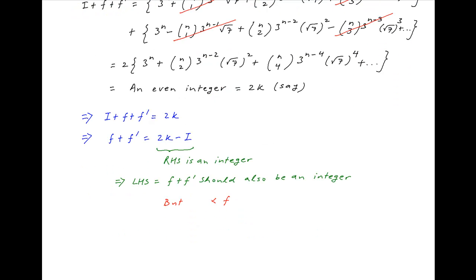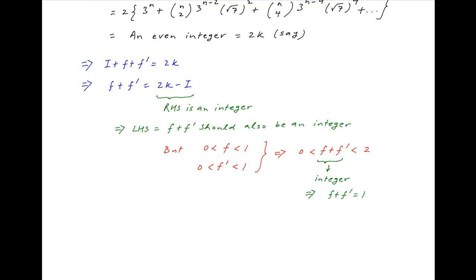But we know that f lies between 0 and 1 and f' also lies between 0 and 1. Adding the two inequalities, we get f + f' is strictly greater than 0 and strictly less than 2. But f + f' is an integer, and the only integer which lies strictly between 0 and 2 is 1. Therefore, f + f' is equal to 1. Therefore, the result I + f' = 2k obtained earlier becomes I + 1 = 2k, which implies that I is equal to 2k − 1.